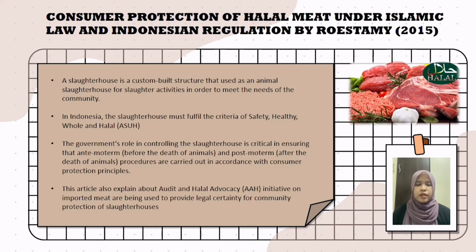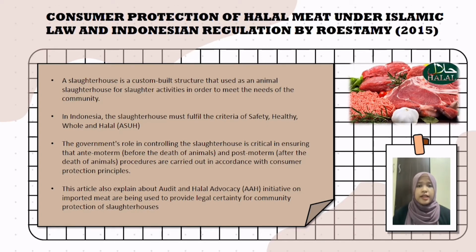Next, based on an article named Consumer Protection of Halal Meat under Islamic Law and Indonesian Regulation by Rostemi 2015, a slaughterhouse is a custom-built structure that is used for animal slaughter activities in order to meet the needs of the community. In Indonesia, the slaughterhouse must fulfill the criteria of safe, healthy, whole, and halal, because it is the first principle that must be followed when producing halal meat.